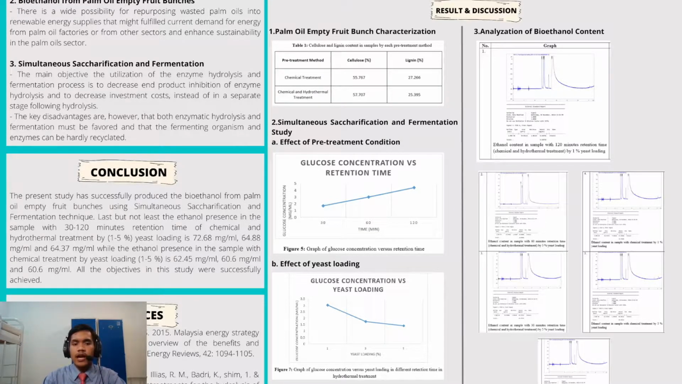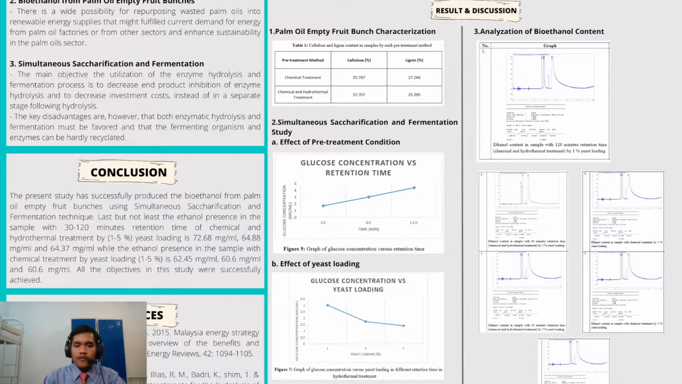Two samples were analyzed for thermogravimetric analysis (TGA). One sample had undergone chemical treatment only. Another sample had undergone both chemical and hydrothermal treatment. Table 1 shows the cellulose and lignin content in samples by each pre-treatment method.